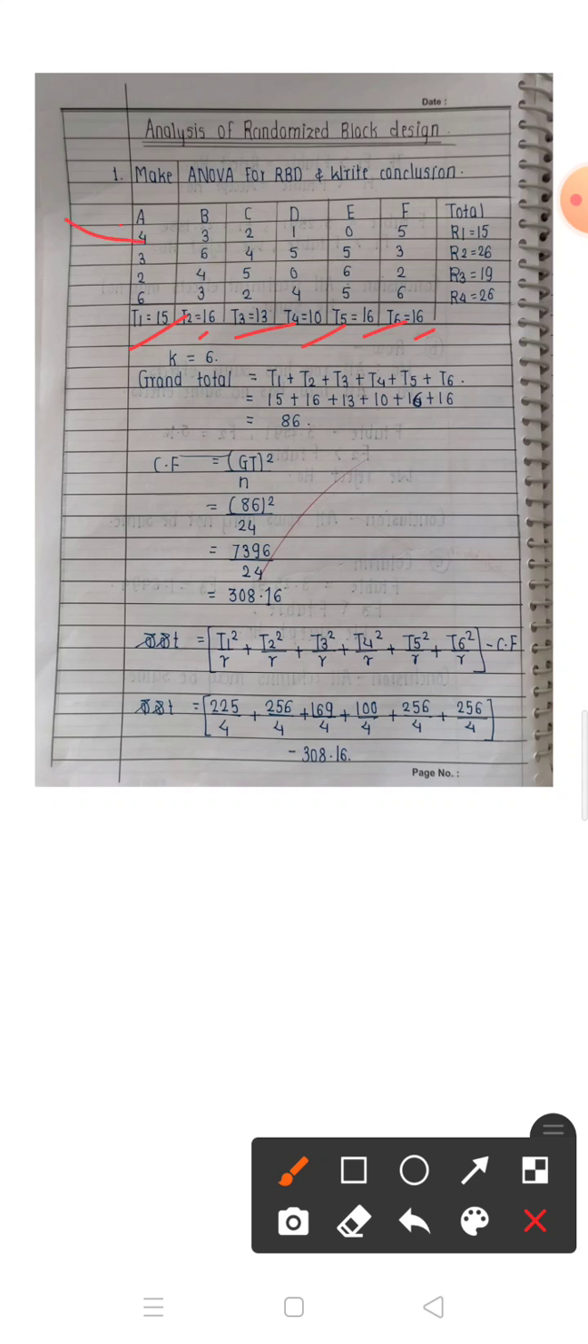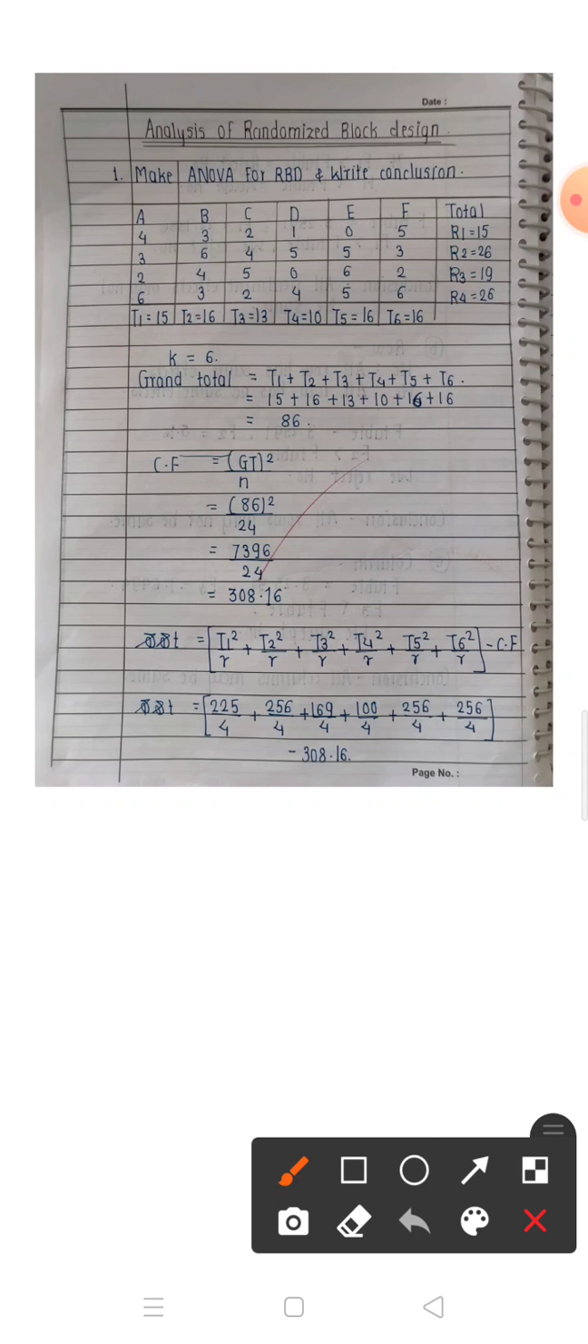Now R1 is the row total, that is the replication of all the treatments. R1 is equal to 15, that is 4 plus 3 plus 2 plus 1 plus 0 plus 5. Then R2 is 3 plus 6 plus 4 plus 5 plus 3, so the R2 value is 26. Similarly calculate R3 and R4 also.